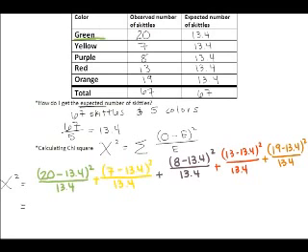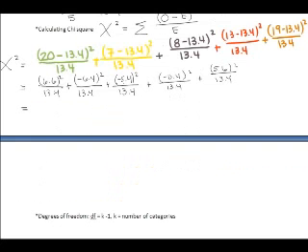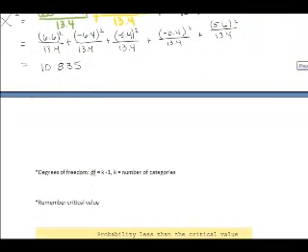20 minus 13.4 is 6.6. Quantity squared over 13.4. Plus 7 minus 13.4 is negative 6.4. So we can continue this. So now I put in the rest of the information for our equation. If we plug this into our calculator, we should get 10.835. Now, we're going to hold off on doing anything with that. We're going to get back to it.